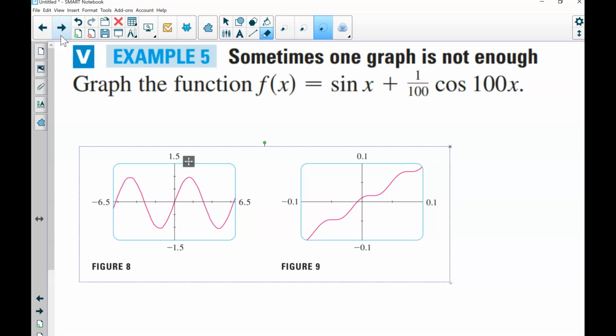The reason for this behavior is that the second term, 1 over 100 times the cosine of 100x, is very small in comparison with the first term, sine of x. So we really need two graphs to see the true nature of this function.